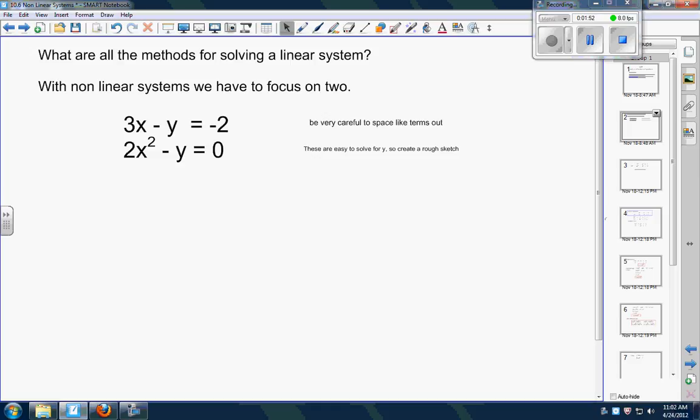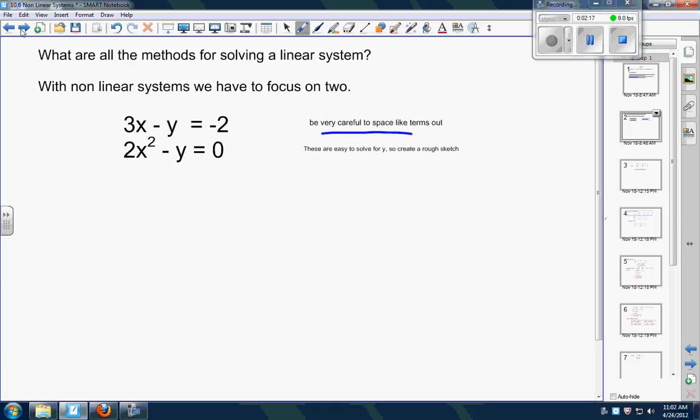Okay, so if I give you this guy here, 3x minus y equals -2, and 2x squared minus y equals 0. Little hint, be super careful when you're spacing these terms out, because right now you have x and x squareds on top of each other. Realize those won't cancel at all.